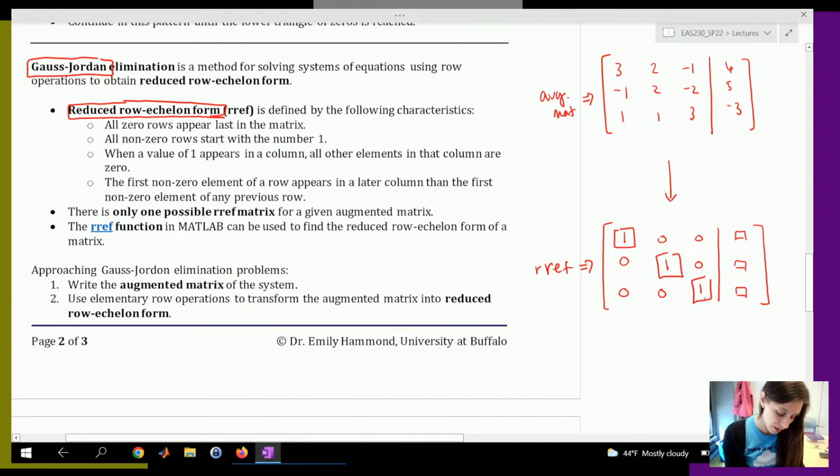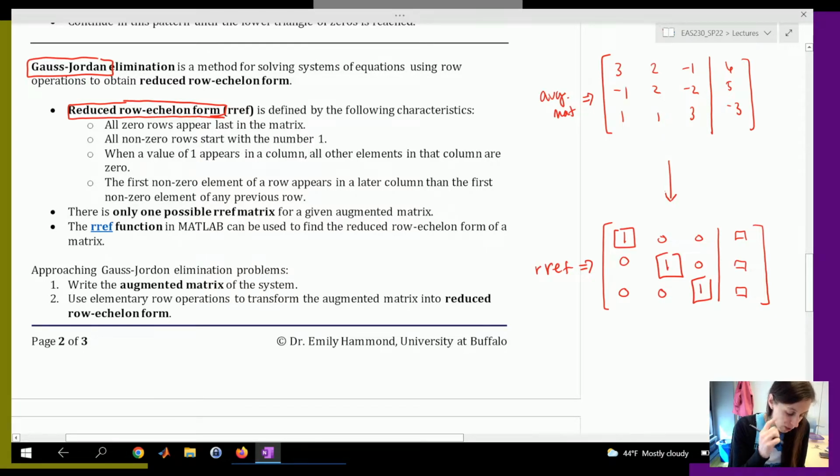This is what it looks like if it's a nice system of equations with three equations, 3 unknowns. We end up with 1s along the diagonal. But once again, we're not necessarily going to have the same number of rows as columns, so we might end up with some rows with other numbers as long as the first number in the row is 1.